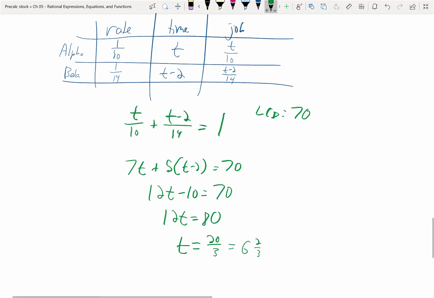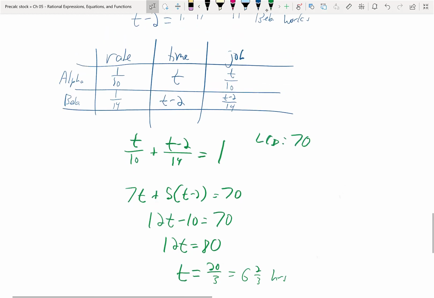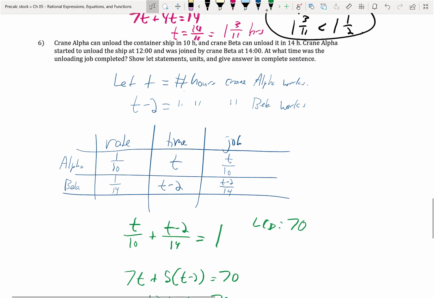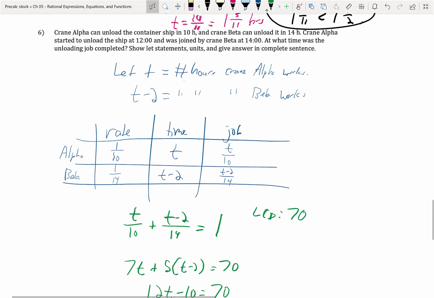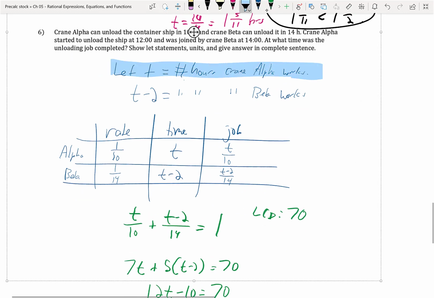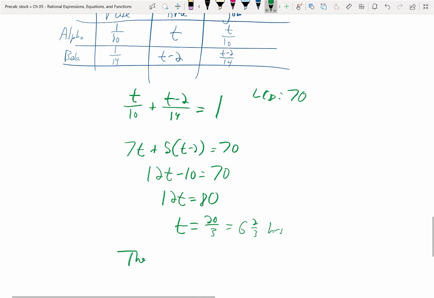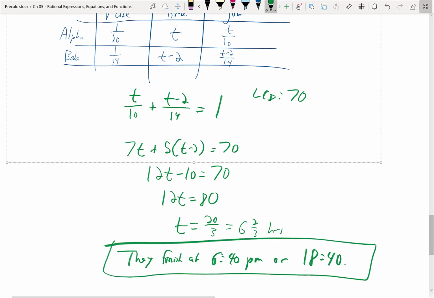So I can say it takes, well no, it doesn't say it takes, it wants to know what time they finish. So T is 6 2/3 hours, and T was the number of hours that Crane Alpha worked, and Crane Alpha started at noon. So you can say they finish at 6:40 p.m., or if we're going to use a 24-hour clock, like this problem is using, 1840. That's it.